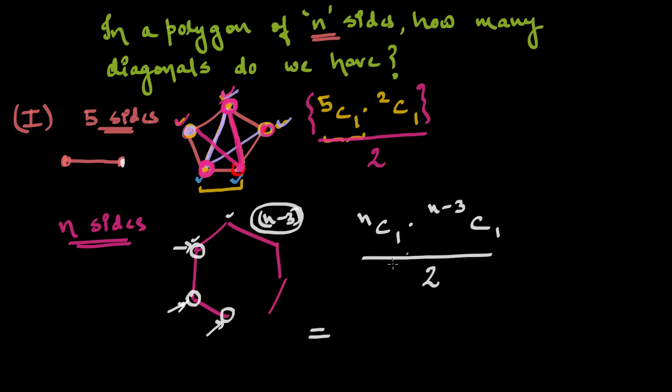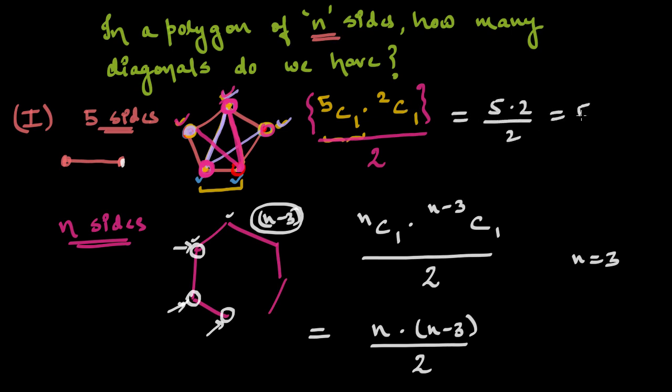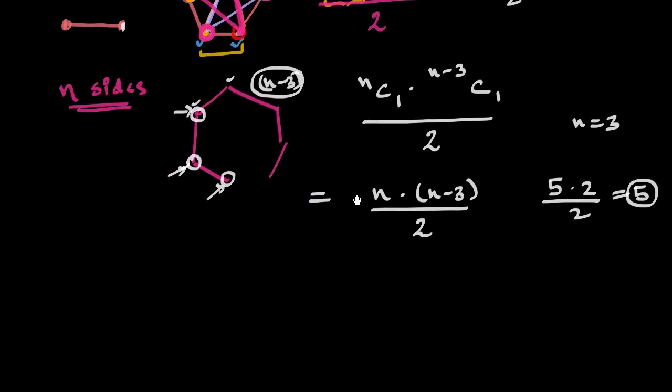Now let us solve this. nC1 is basically (n minus 3) C1, which will be n minus 3, divided by 2. So this will give me the total number of diagonals that I require. We can check this by substituting n equals 5, because we know what the answer will be. How many diagonals do we get here? So this value is equal to 5 times 2 upon 2, that is equal to 5. If I substitute 5 here, 5 times (5 minus 3) is 2, upon 2, I'll again get a 5. So this was one of the ways of understanding how many diagonals can I get in a polygon of n sides.